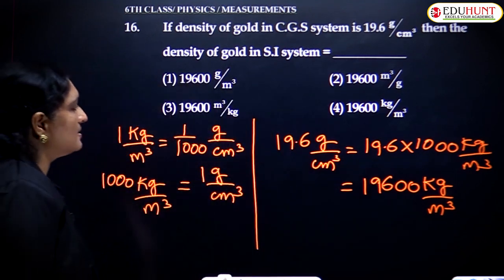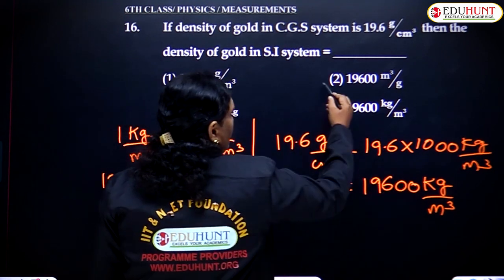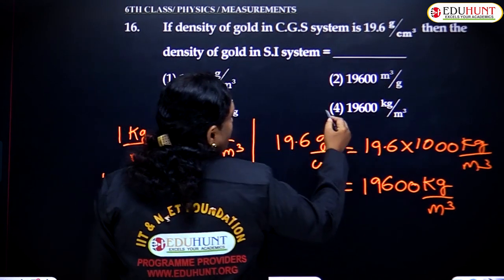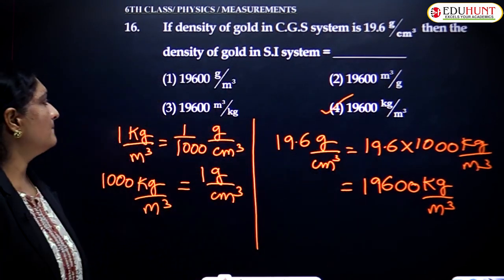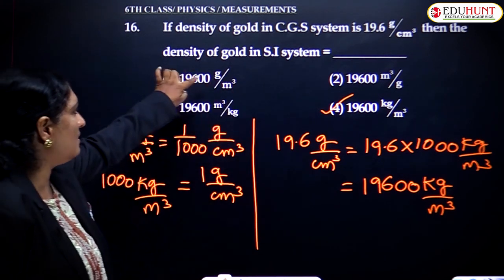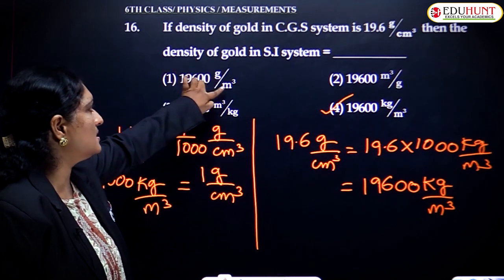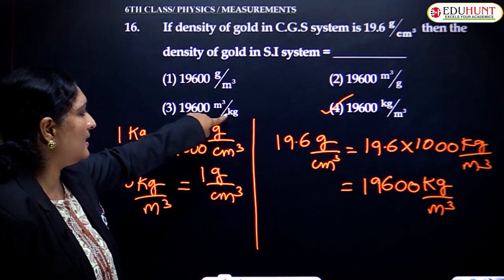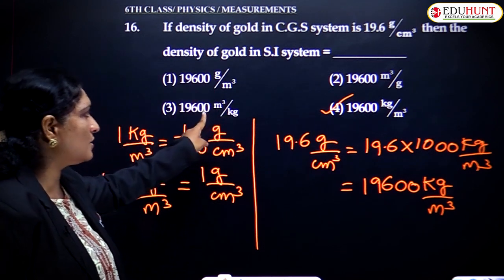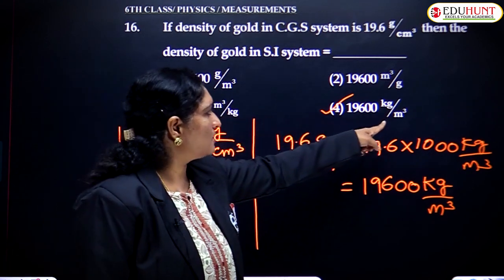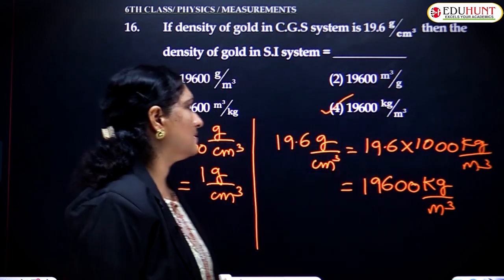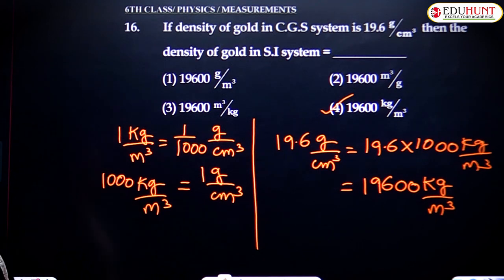So where is the answer? Here goes your answer: 19600 kg per meter cube. Because everywhere we have 19600 only, but here it is gram per meter cube. So this is CGS, this is SI. Meter cube per kg? No, we have to convert density, which means kg per meter cube, not meter cube per kg. Here it is kg per meter cube, and this is 19600. Again, this is SI and this is CGS. So your right answer is the fourth option.